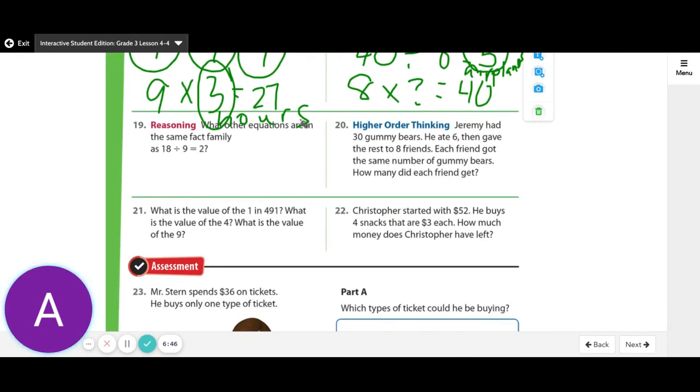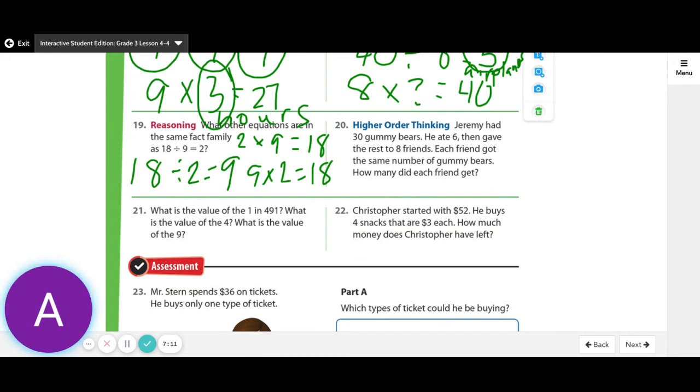Number 19, what other equations are in the same fact family? So 18 divided by 9 is 2. Remember, with fact families, we always have 4 equations. They already gave us 1, so we need to write 3 more. I know I'm going to do another division, so 18 divided by 2 equals 9. My multiplication, I think 2 times 9 is 18. 9 times 2 is 18. Remember, with fact families, it's always those 3 numbers that we use the same.